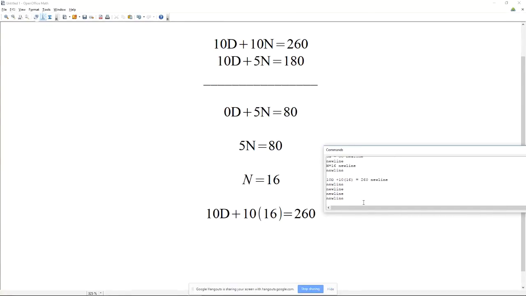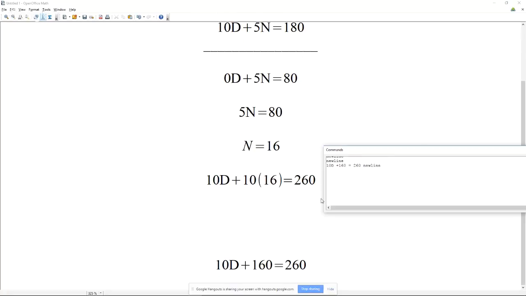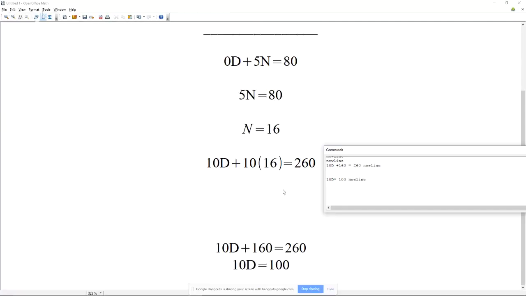All right, so let's calculate this out. We've got plus 160 equals 260. So far, it's looking really good. And then you minus. Then we take 160 from both sides, right? So we're left with 100. Okay. And D equals.